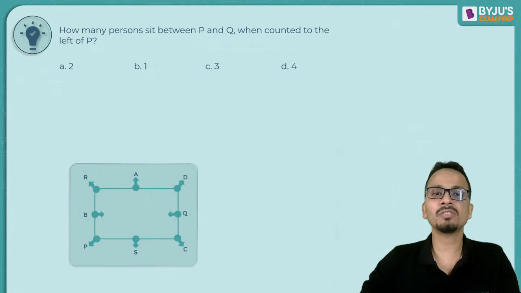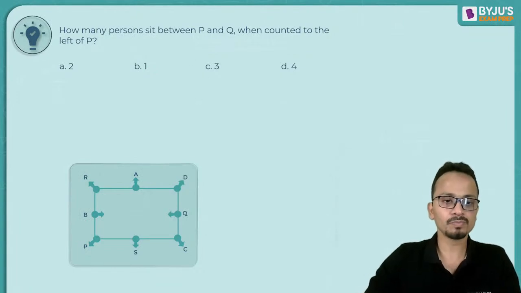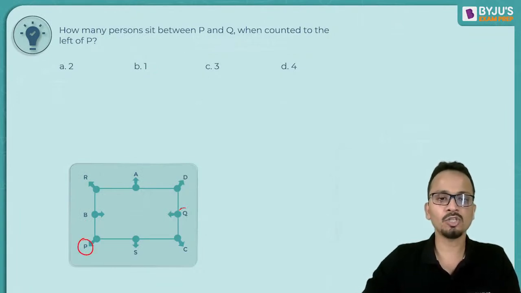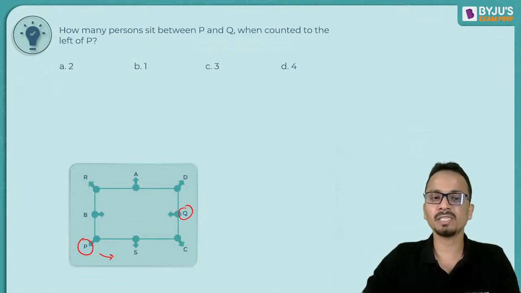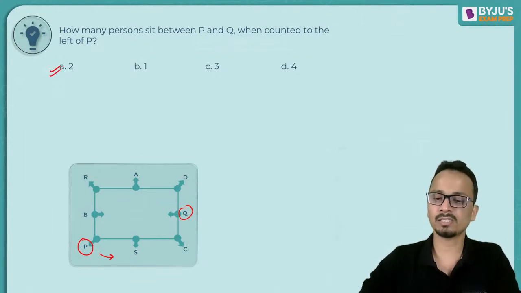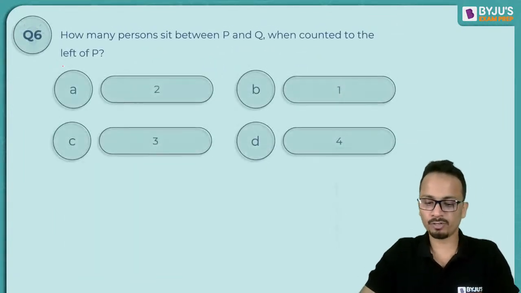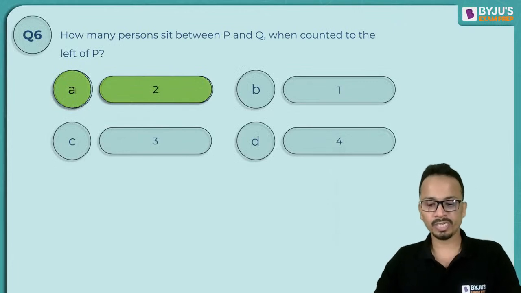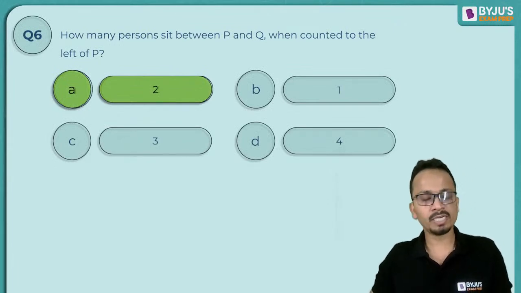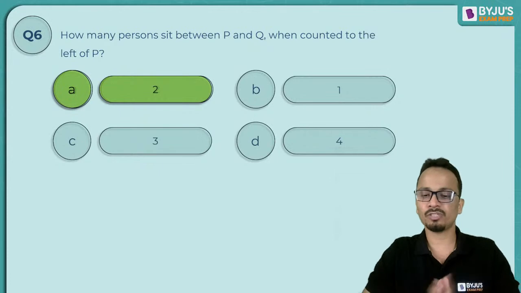Now here, how many persons sit between P and Q? So P is sitting here and Q is sitting here when counted to the left of P. Left of P is this. So there are two persons sitting here. So the correct answer will be option A for this one. Yes, all of you are absolutely correct. The correct answer is option A.